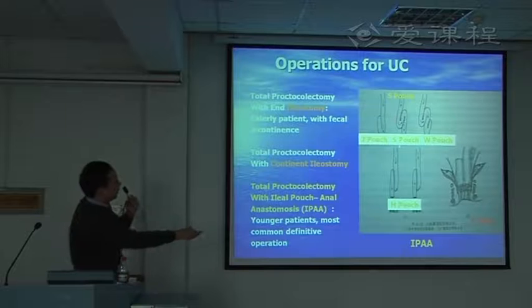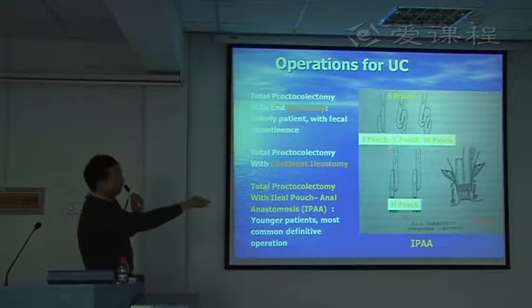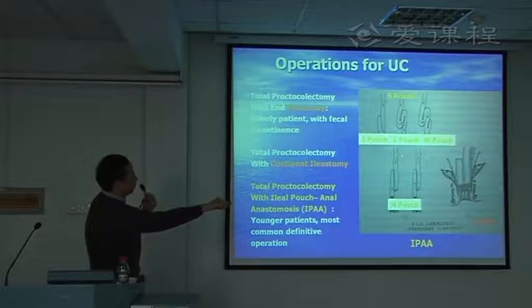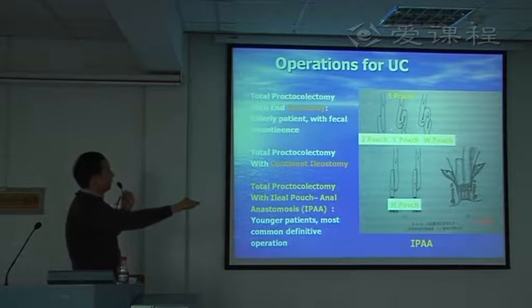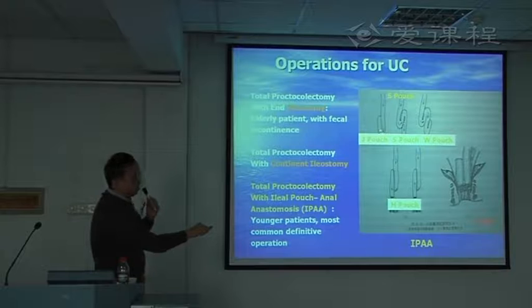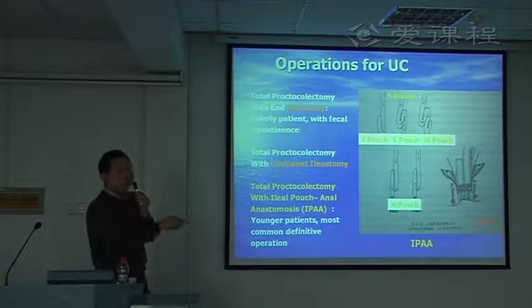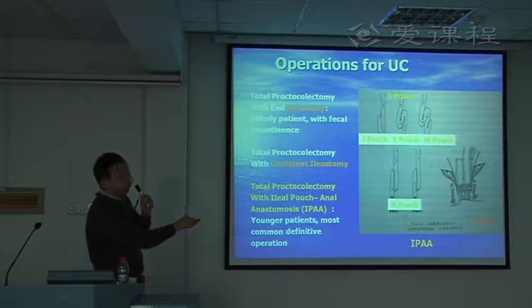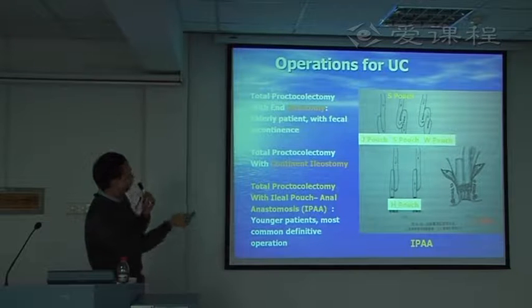This one. So there are different pouches. The ileum can form a J pouch, like a J, and this S pouch, and this W pouch and H pouch. Mostly we prefer to do the J pouch. It's relatively easier to do. So most surgeons like to do the J pouch. Sometimes we use the W pouch.